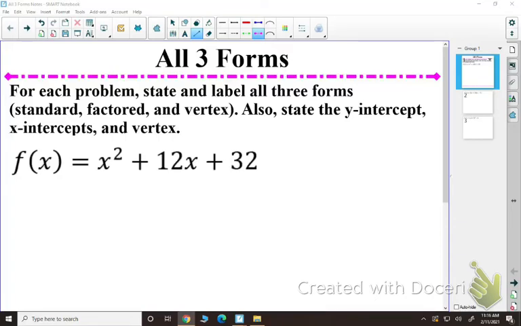Hi, Algebra 2. Today we are going to review all three forms of our quadratics, and we're going to go back and forth between the three forms. So remember, we have standard form, we have factored form, and we have vertex form. I'm going to give you one of the three forms, and then you are going to tell me what the other two forms are.